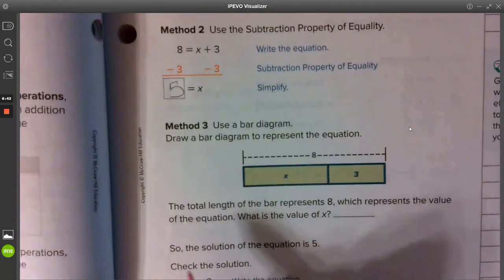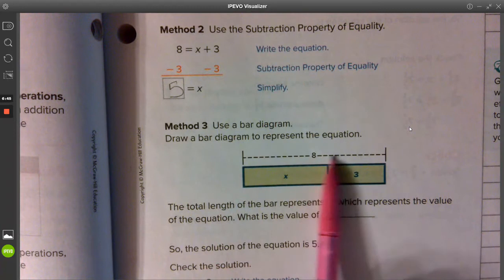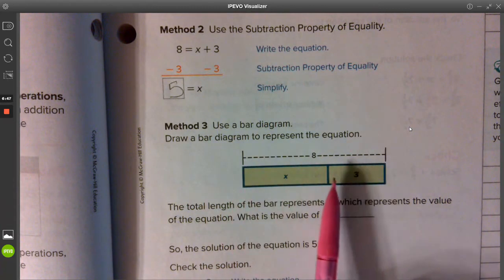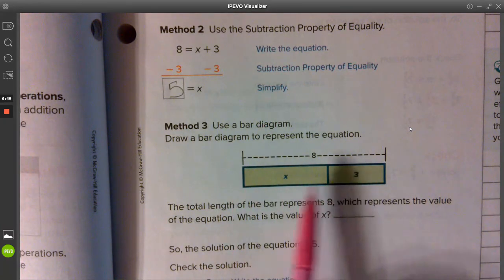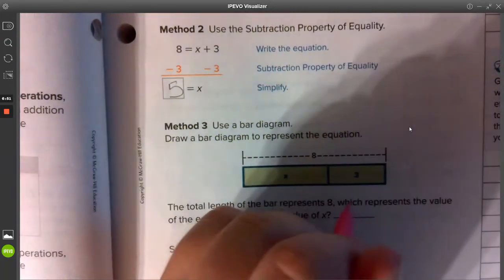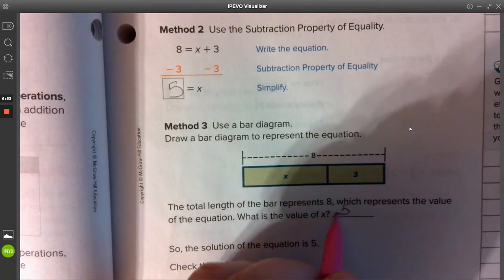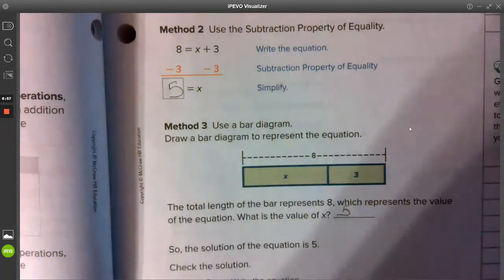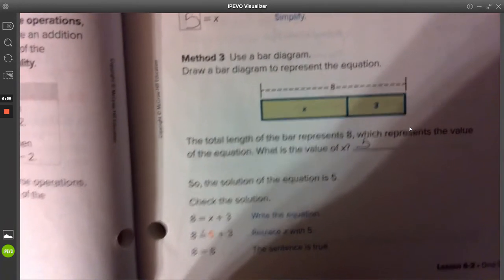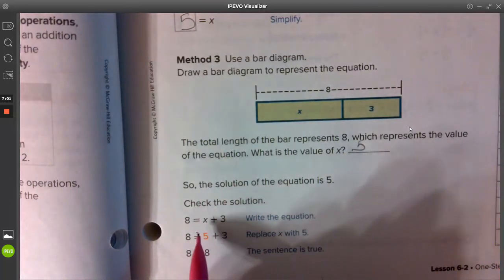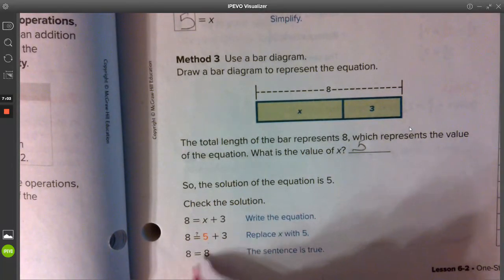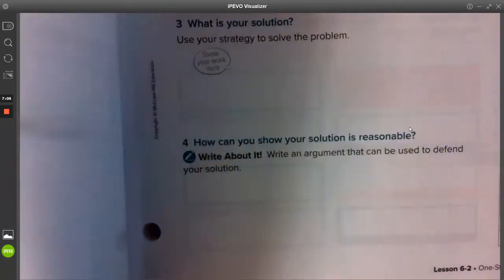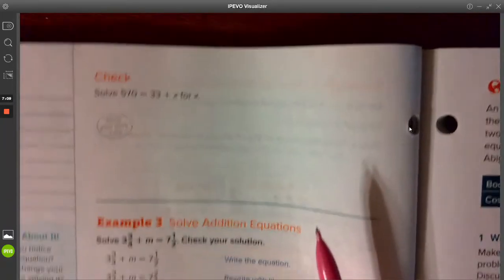We could also use a bar diagram. We know that the total is 8, and we have 3 over here, so what would x be? Well, that would mean x would have to be 5. We can check our solution by putting 5 into the equation. Replace x with 5. Does this work? Yes. Always remember to check your equations before submitting your answers.